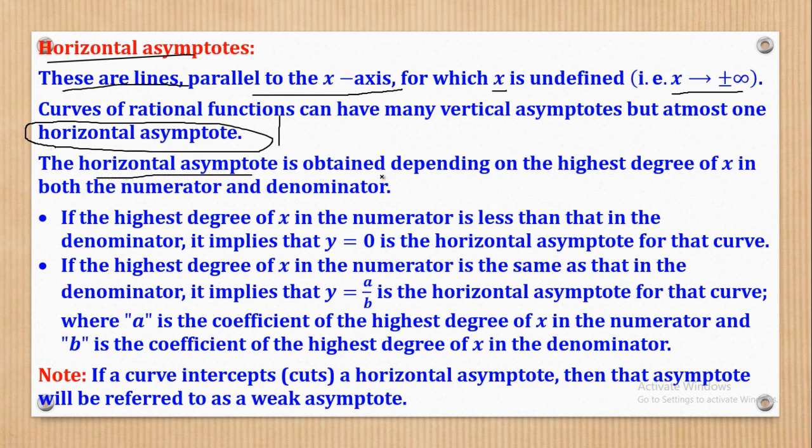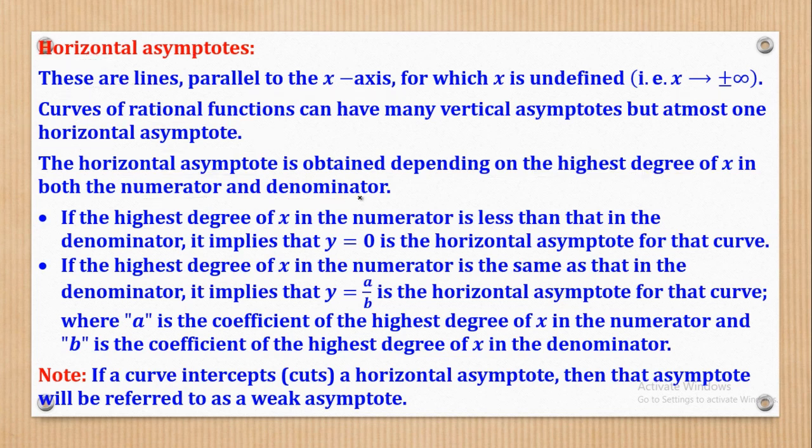So horizontal asymptotes are obtained depending on the highest degree of x in both the numerator and denominator. There are two conditions. One is that if the highest degree of x in the numerator is less than that in the denominator, it implies that y equal to zero is the horizontal asymptote for that curve. So each time you realize that the degree in the numerator is less than that in the denominator, just know that the asymptote is y equal to zero as x tends to plus or minus infinity.